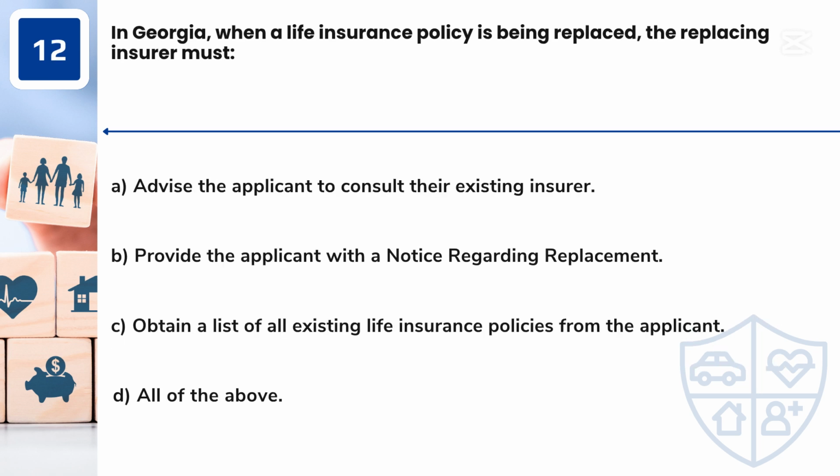Question 12. In Georgia, when a life insurance policy is being replaced, the replacing insurer must: A. Advise the applicant to consult their existing insurer. B. Provide the applicant with a notice regarding replacement. C. Obtain a list of all existing life insurance policies from the applicant. D. All of the above.